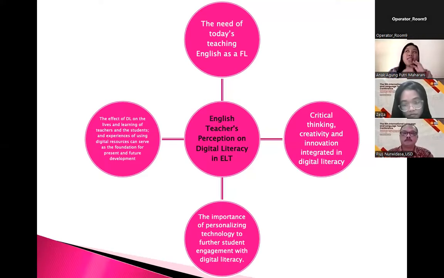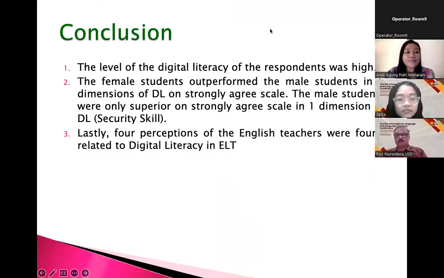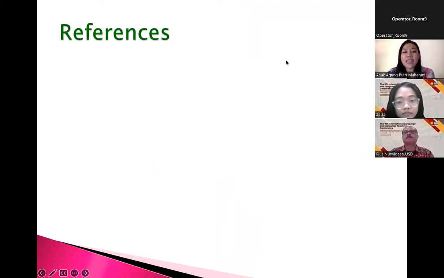Therefore, we can see the perceptions of the English teachers, starting from the global one, in which digital literacy is seen as the need of today's teaching English as a foreign language, until the perceptions related to the effect or the washback that digital literacy has if digital literacy must be required within English language teaching as a foreign language. Okay, and then these are the conclusions, and then thank you.